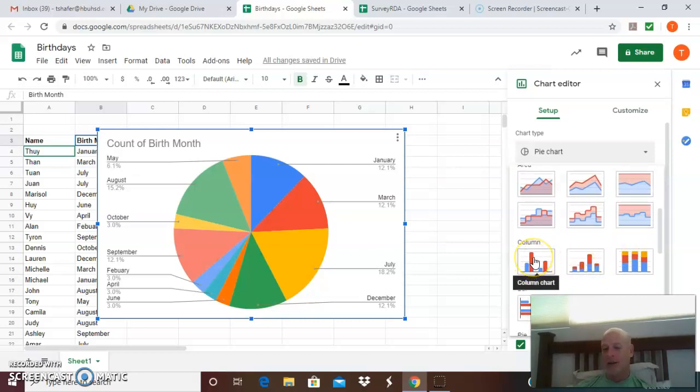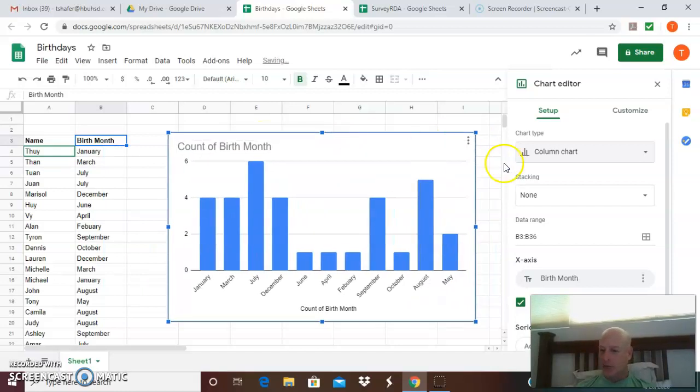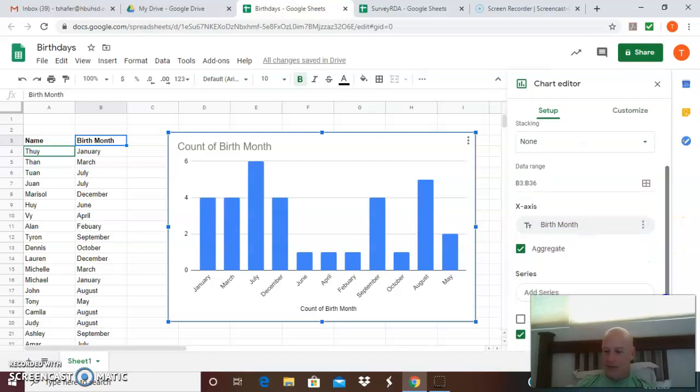The only difference is one goes vertical and one goes horizontal. So we're going to go ahead and click column chart, and you can see it went ahead and created the bar chart for us. If there's any adjustments that you want to make, you can make those in here. Here's the data range. They are calculating the birth months, and we're using row 3 as the headers. So that's these ones right here.